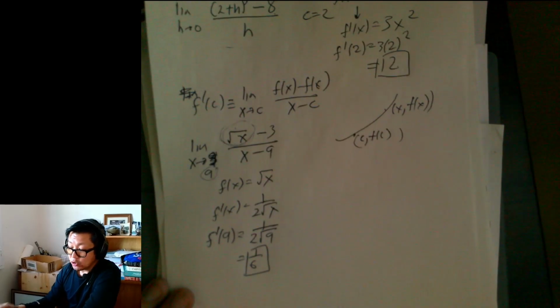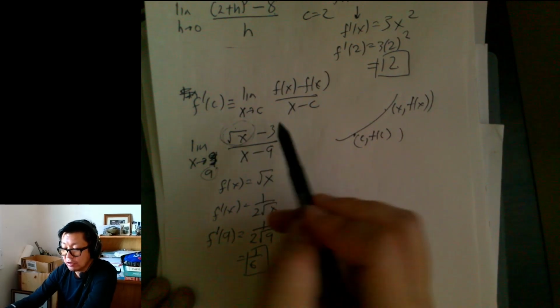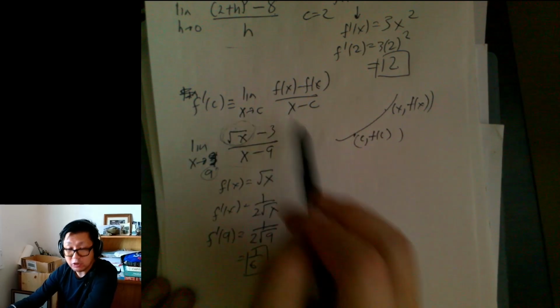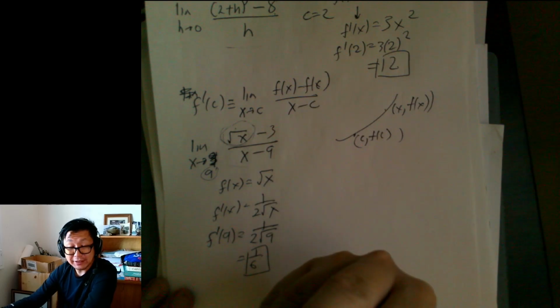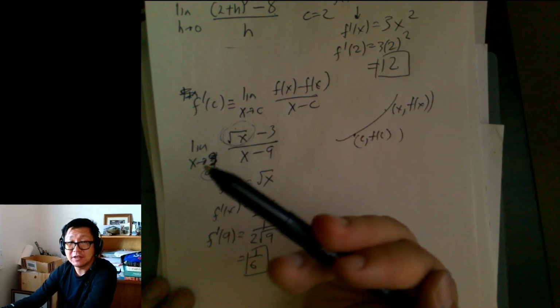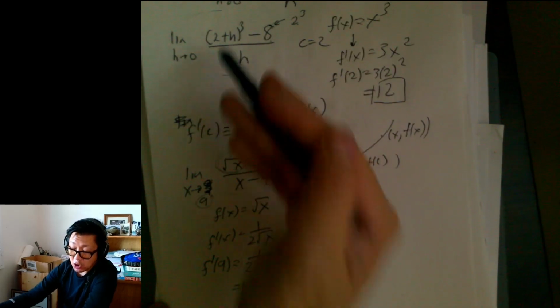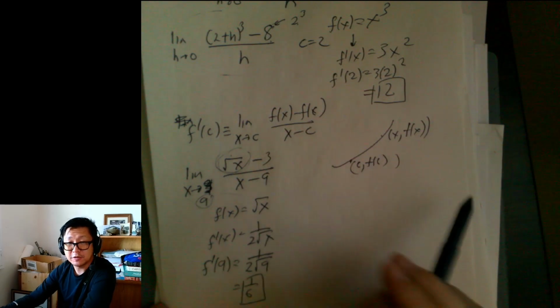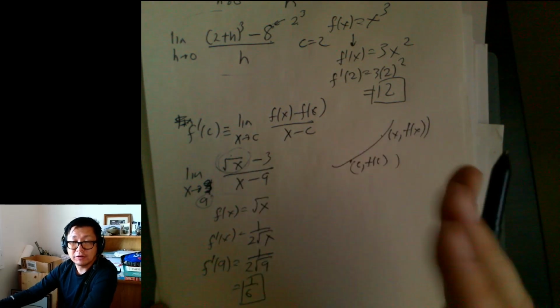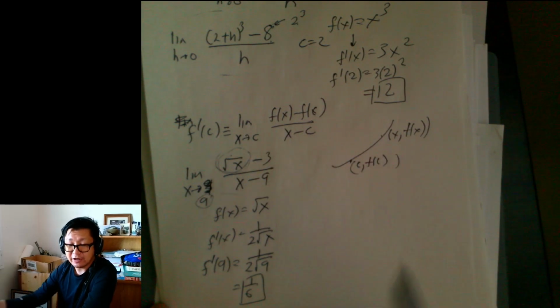So again, increasingly you're not going to be evaluating your derivatives this way. You may be doing so initially. Instead, your goal is to identify certain limits as definitions of the derivatives, decode what the function is, if necessary decode the value at which you're supposed to evaluate it, use your derivative shortcut rules, and then calculate the limit that way.